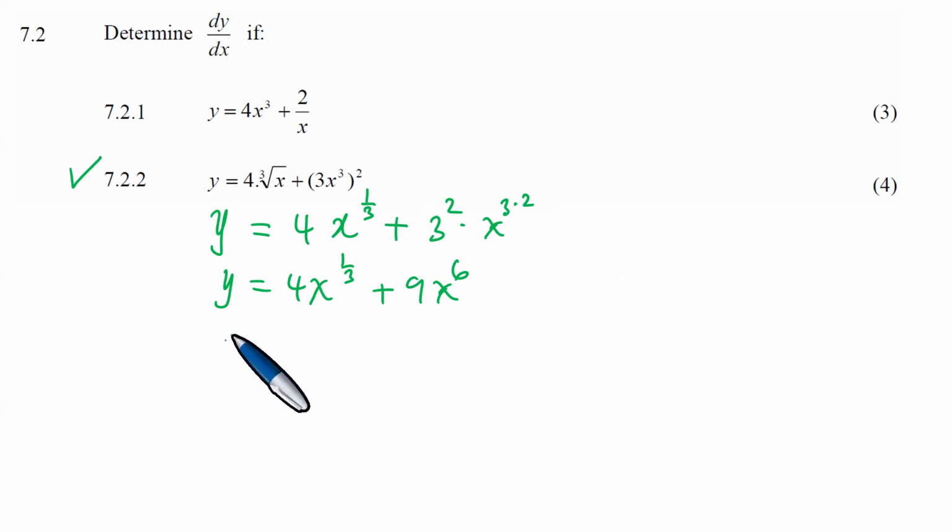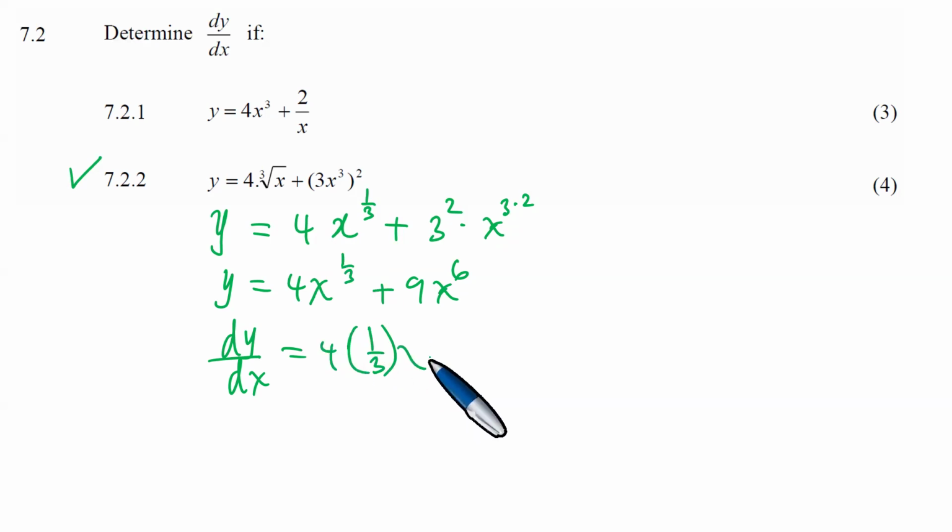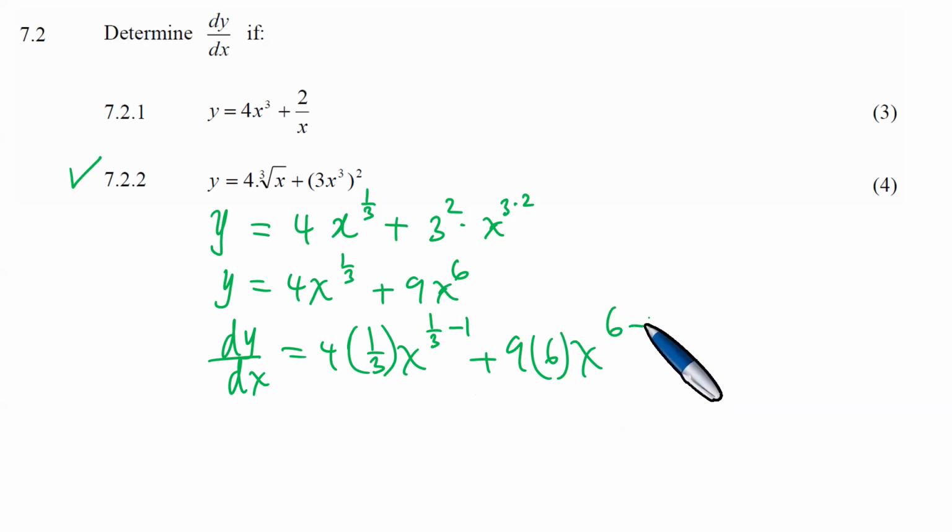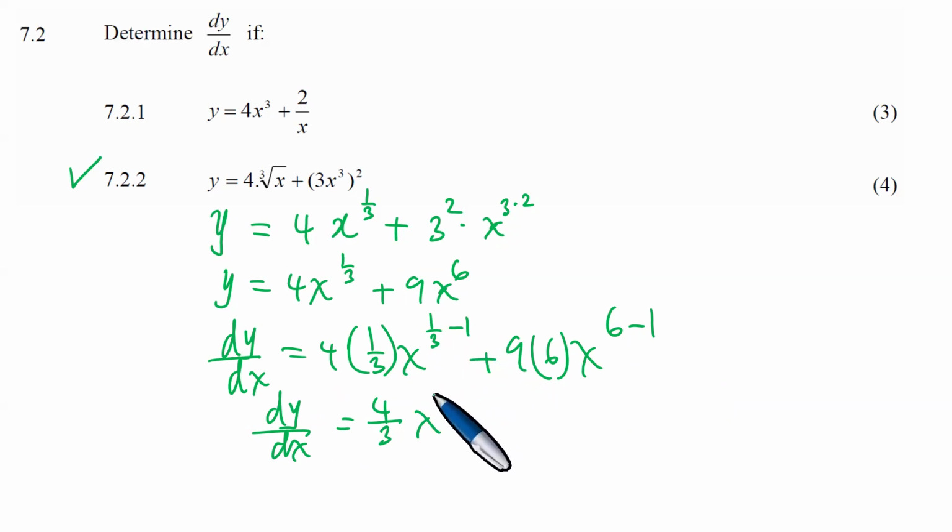Now let us find the derivative at any point. This is read dy/dx, but not dy over dx. Students must learn these are operators, and this is called operator theory. You bring down the power, and you subtract 1 from the exponent. For the 9x to the 6, you bring down the 6 and subtract 1 from the power, getting dy/dx equals 4 times 1/3, x to the power 1/3 minus 1, which is minus 2/3.